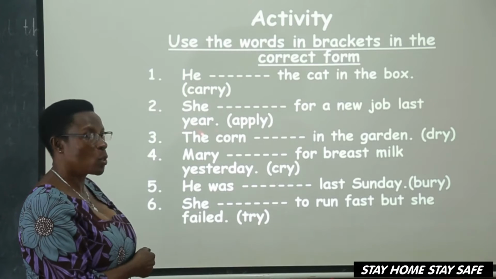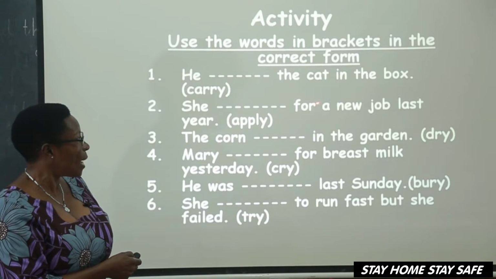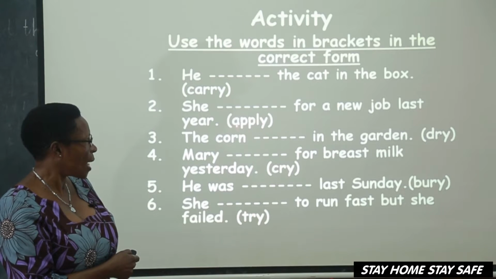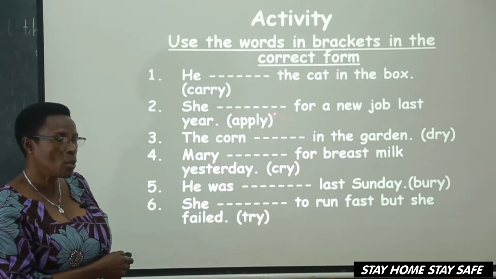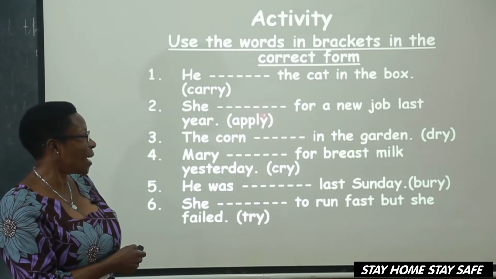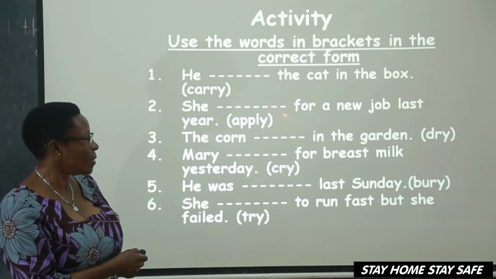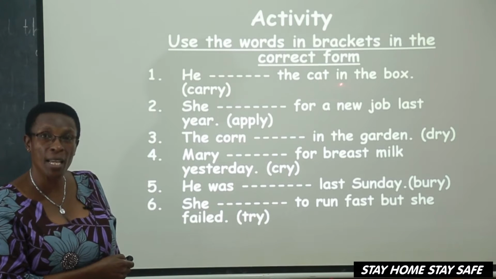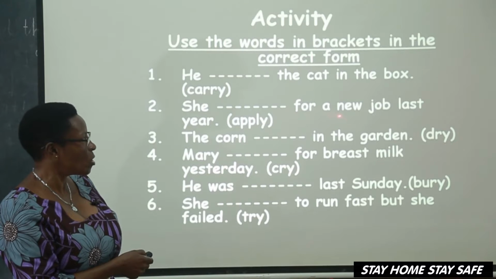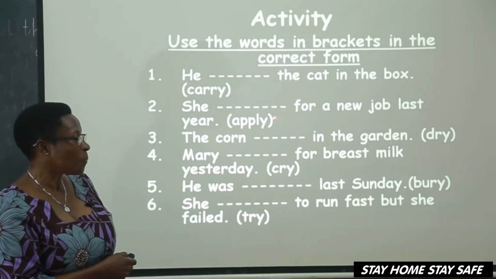Okay. Number 2. She dashed for a new job last year. What is this word? Apply. And what do we do? Did you remove this Y? Yes. Replace it with I, then add ed, and the word becomes applied. Let's see the sentence. She applied for a new job last year.